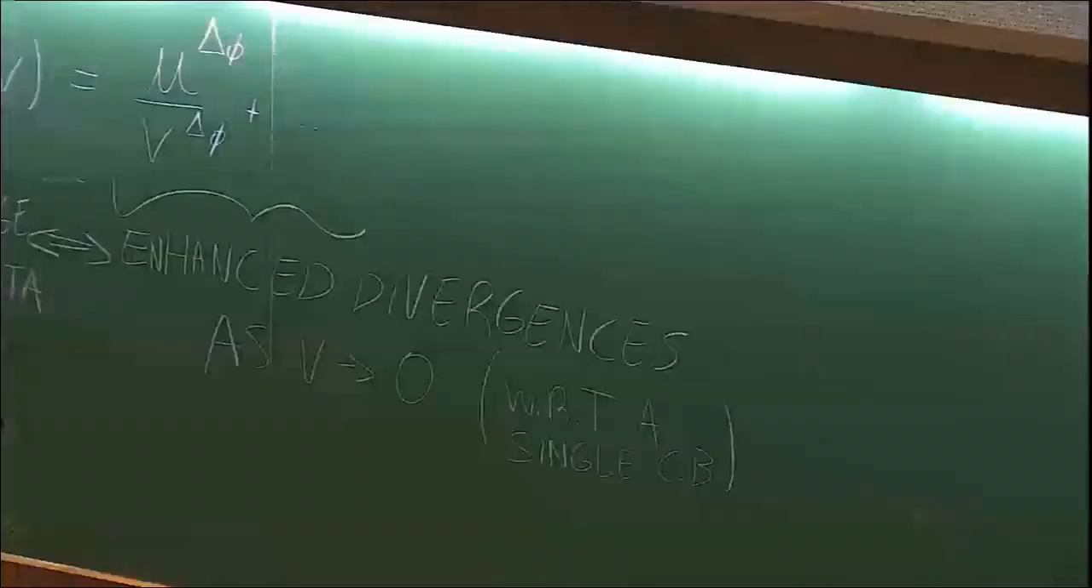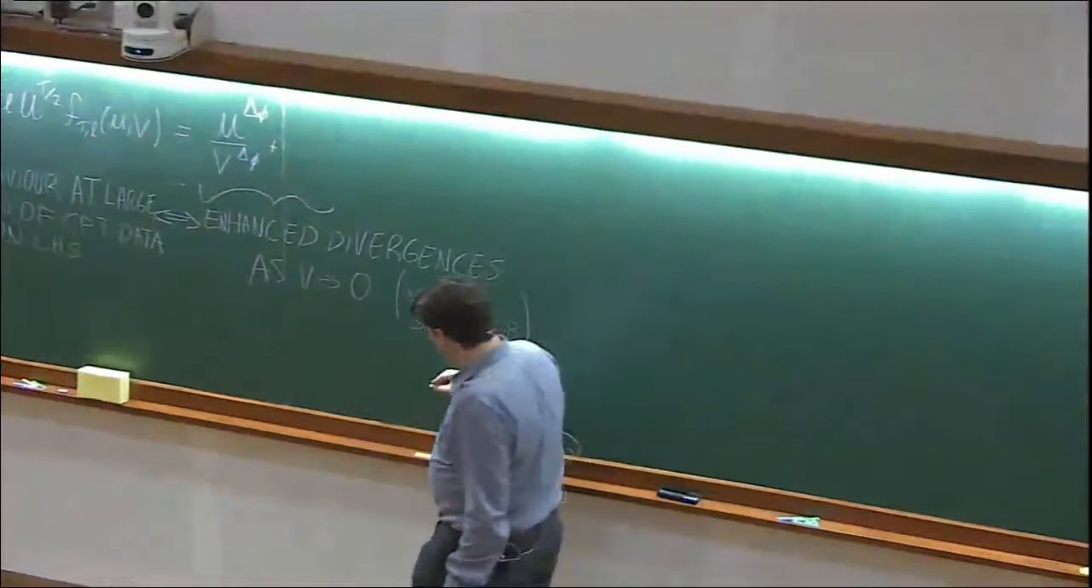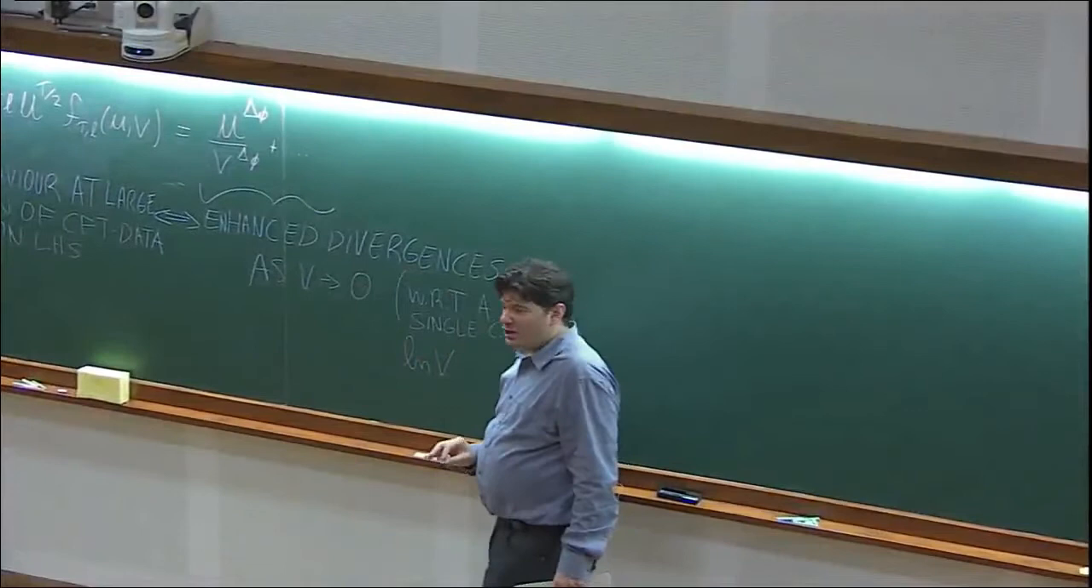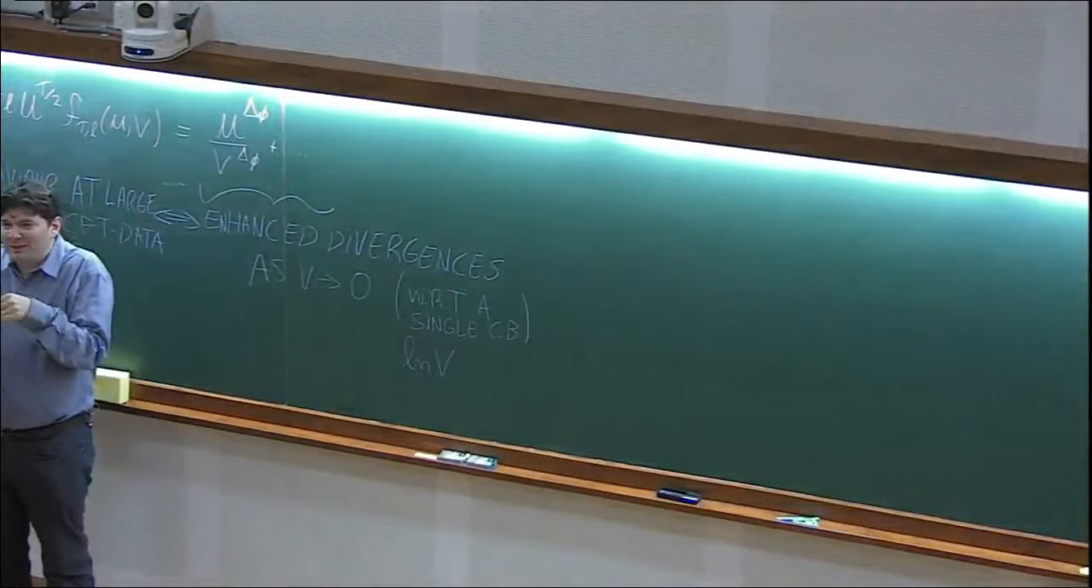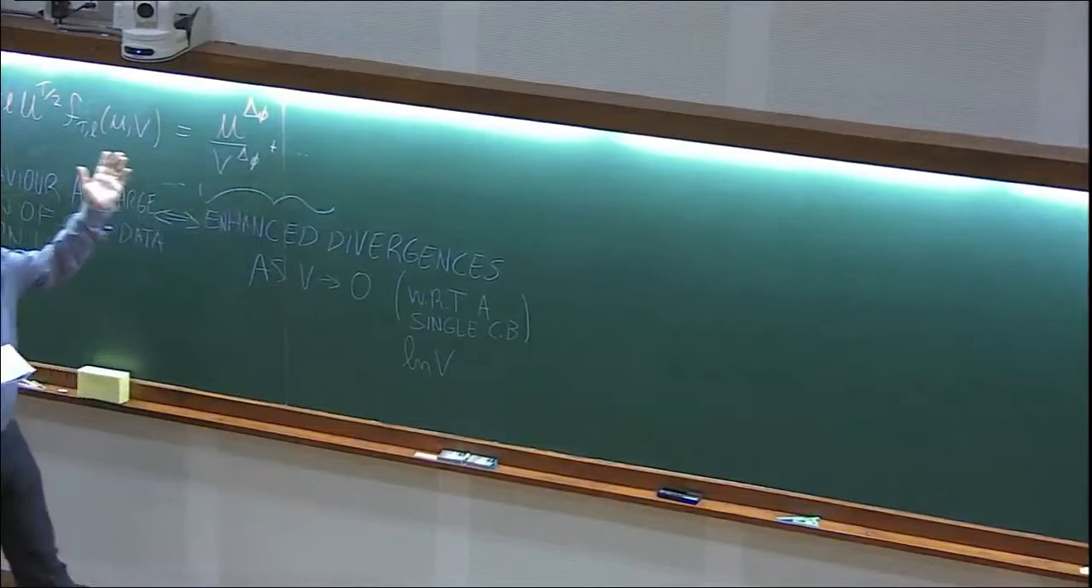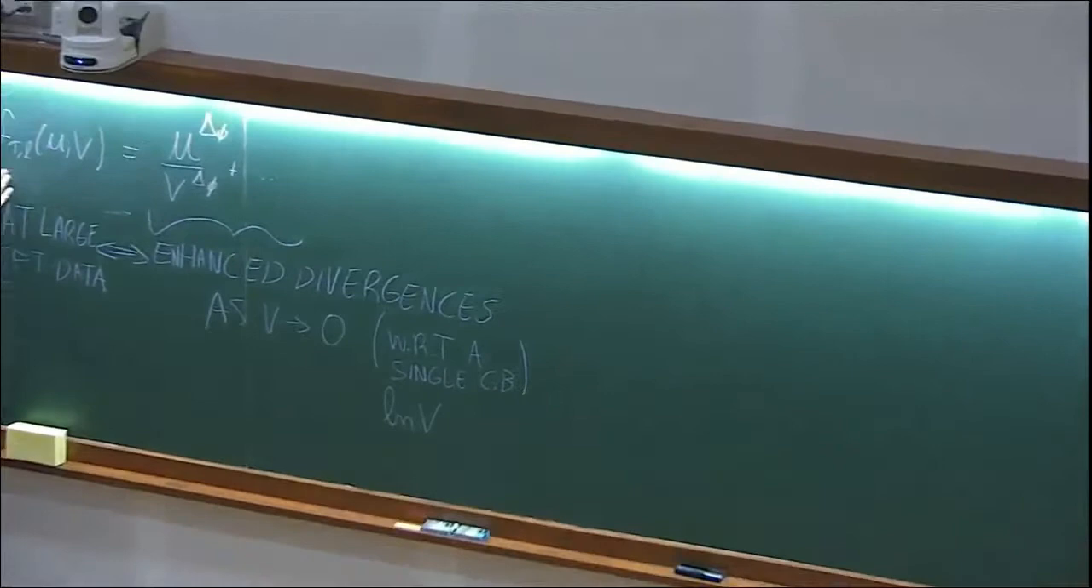Remember that a single conformal block diverges as the log of V, as V goes to 0. So if here you obtain something that is stronger, or that you cannot get from a finite number of conformal blocks, then this is going to tell you something about the large spin behavior of the left-hand side. Is that okay? And we are going to exploit that fact.